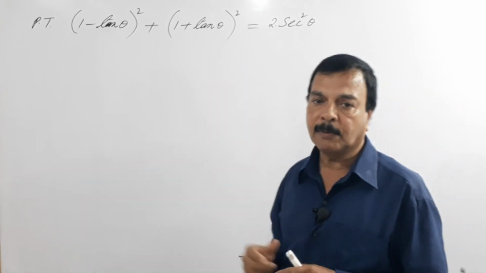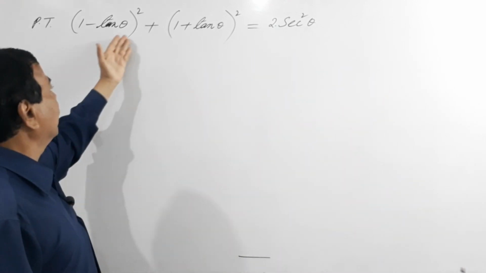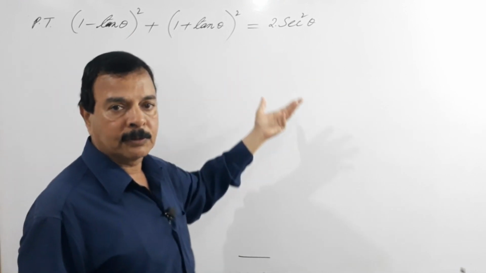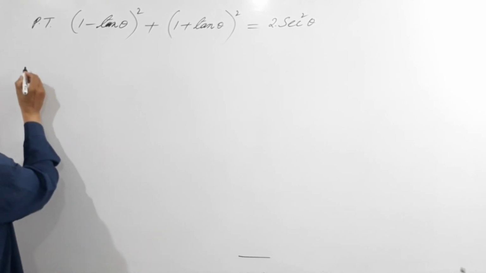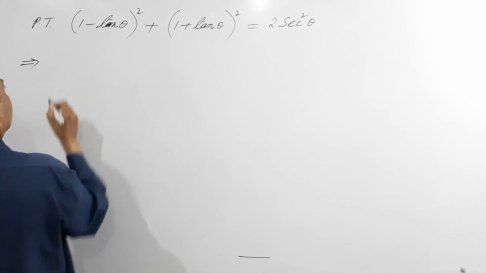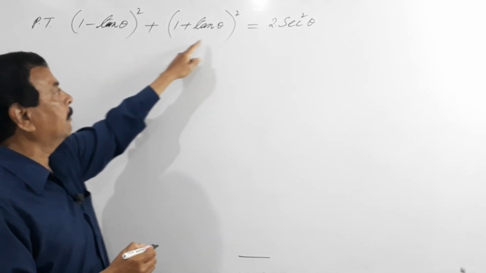So let's solve this problem. Very simple problem. This is (a minus b) the whole square plus (a plus b) the whole square. If you apply this technique, the problem is solved. It is for 2 marks. So how to start? This is our type, (a minus b) the whole square plus (a plus b) the whole square.